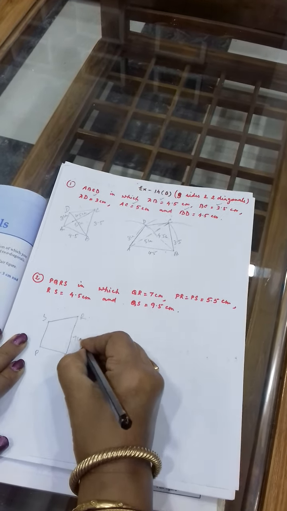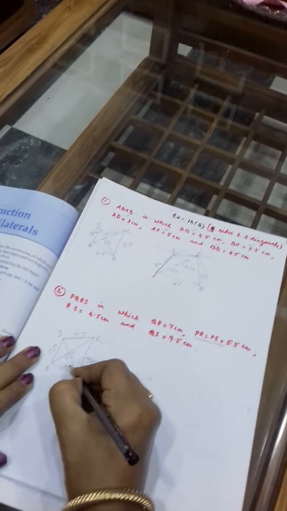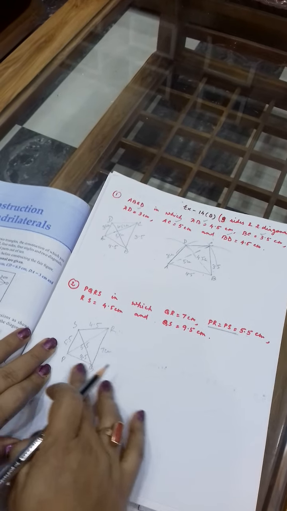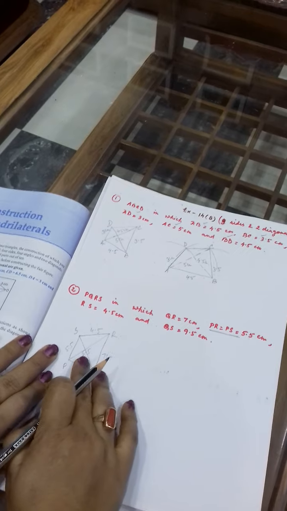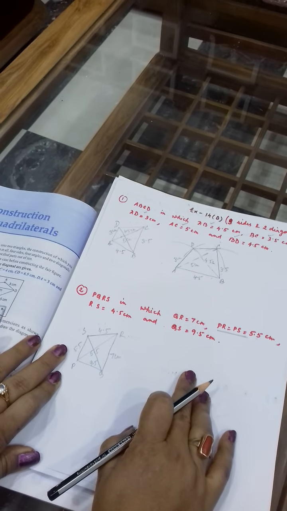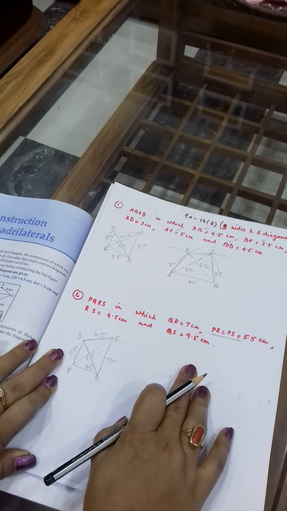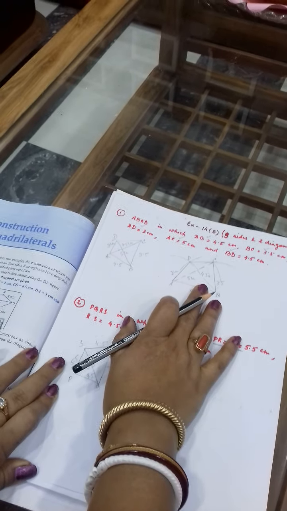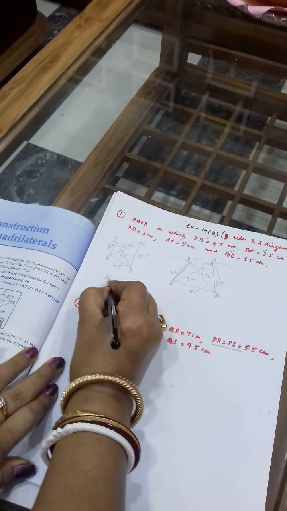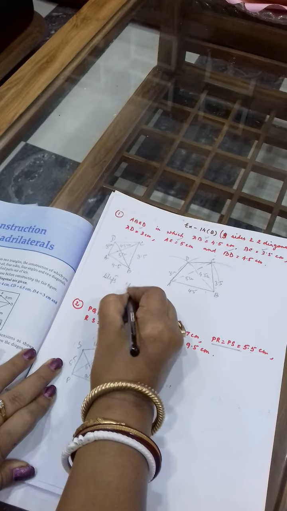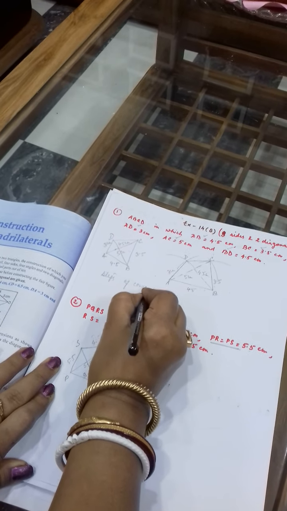So both are 5.5 cm. Clear? RS is 4.5 cm. And QS, another diagonal, is 9.5 cm. So here also the triangle property will be satisfied. After that you will construct the quadrilateral. Clear? And here also after drawing the construction you will write the steps of construction. Steps of construction, it is a must.